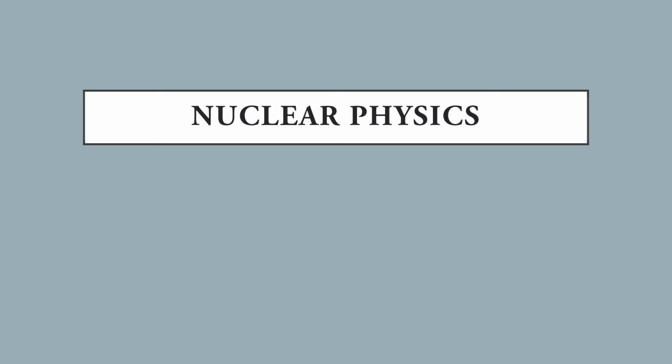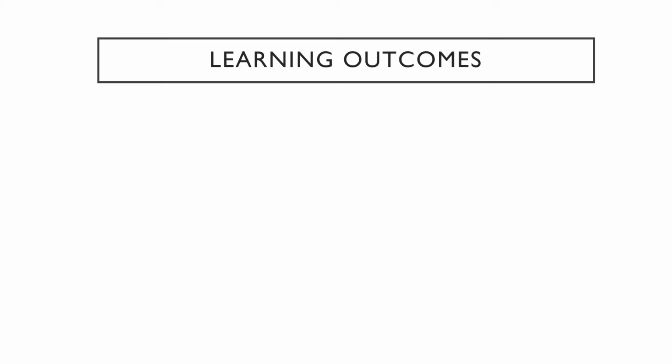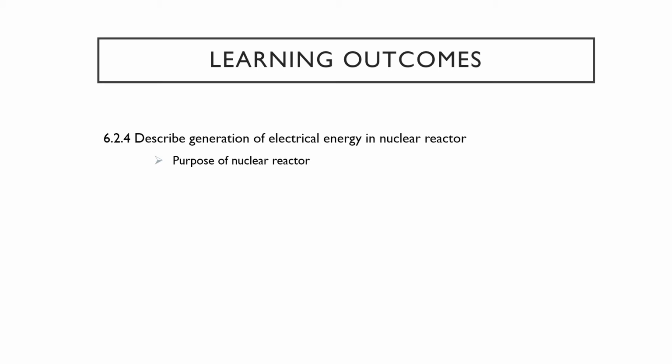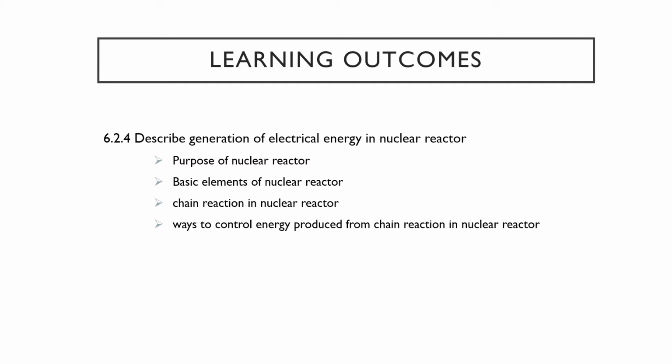So today we are going to learn about nuclear physics, particularly about nuclear energy. Before further lesson, let's look at the learning outcome first. So for today's lesson, students should be able to describe generation of electrical energy in nuclear reactor. In this learning outcome, we are going to focus on the purpose of nuclear reactor, basic element of nuclear reactor, chain reaction in nuclear reactor, the ways to control energy produced from chain reaction in nuclear reactor, and the working of the nuclear reactor.